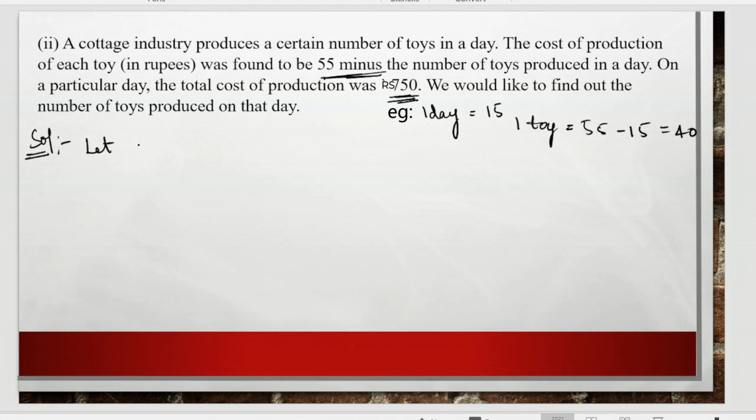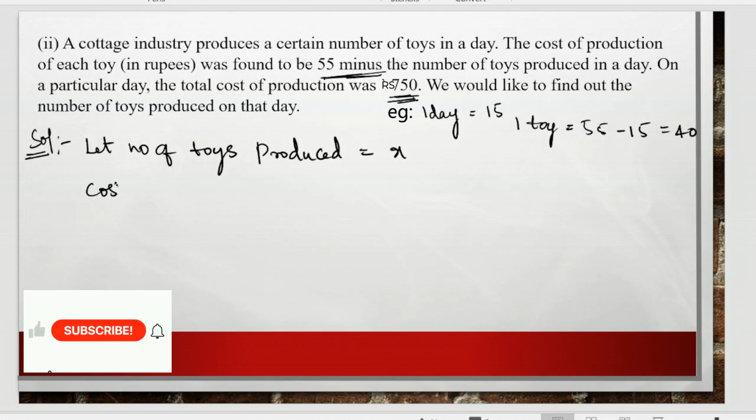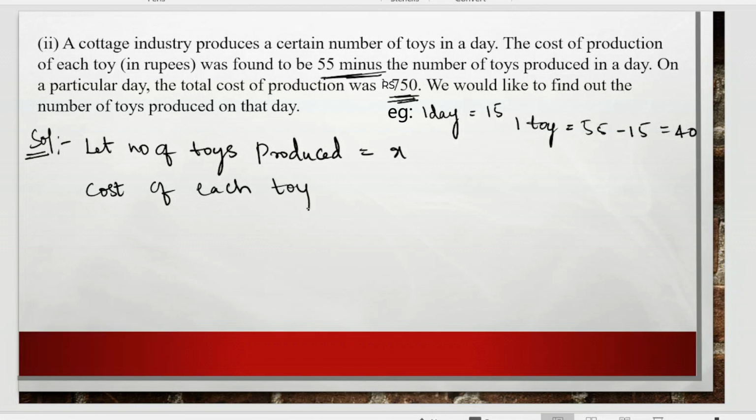Let us take the number of toys produced as x. Now let us take the cost of each toy. What is the cost of each toy? That is 55 minus the number of toys produced in a day. We have taken the number of toys produced to be x, so it is 55 minus x.